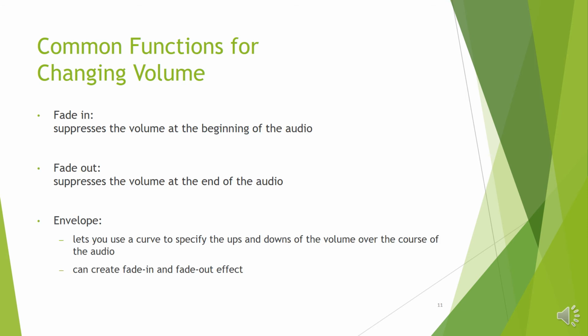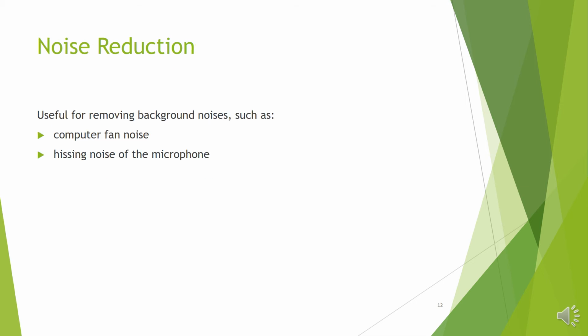Fade in suppresses the volume at the beginning of the audio, and fade out suppresses the volume at the end of the audio. You can use both or one of the functions. Envelope lets you use a curve to specify ups and downs in the volume over the course of the audio and can create fade in and fade out effects.